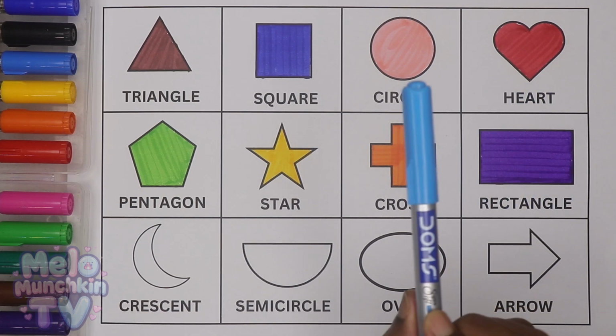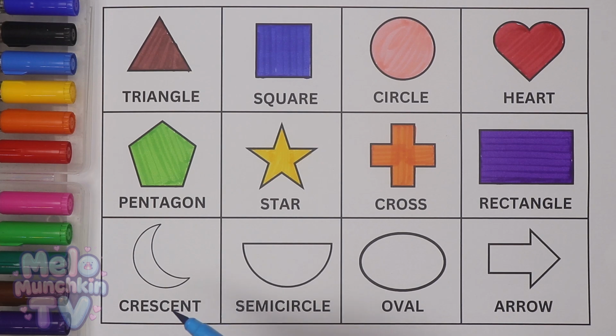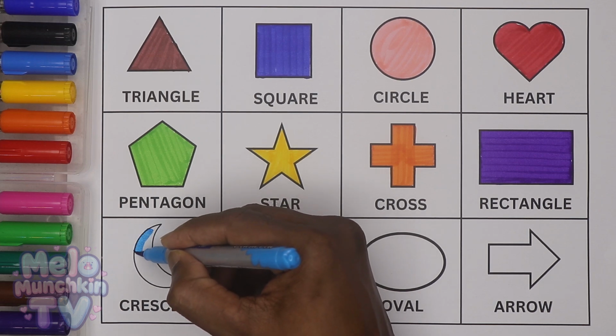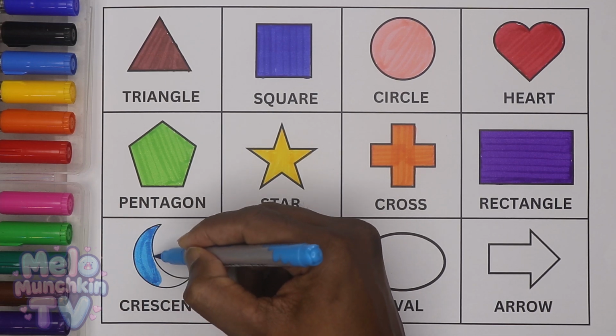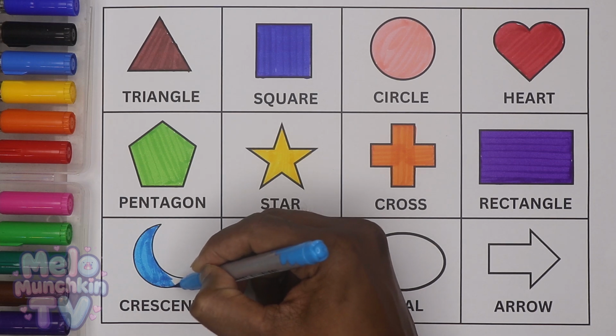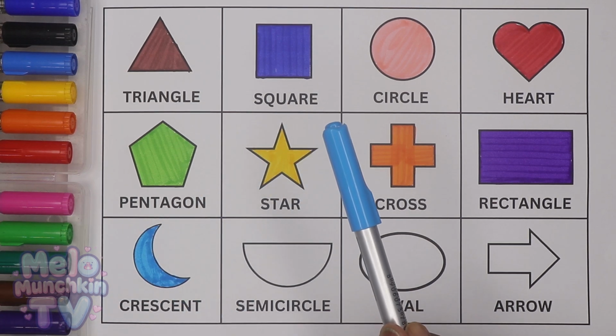Next I'll choose blue color. This is light blue color and color this shape. Which shape is this? This is a crescent. Okay, this is a crescent and this color is blue color.